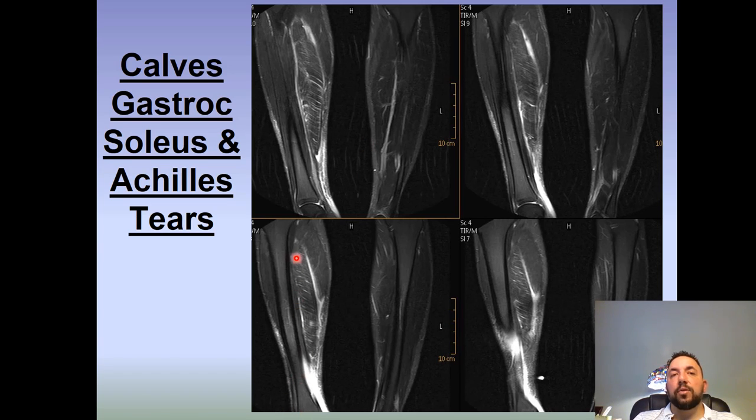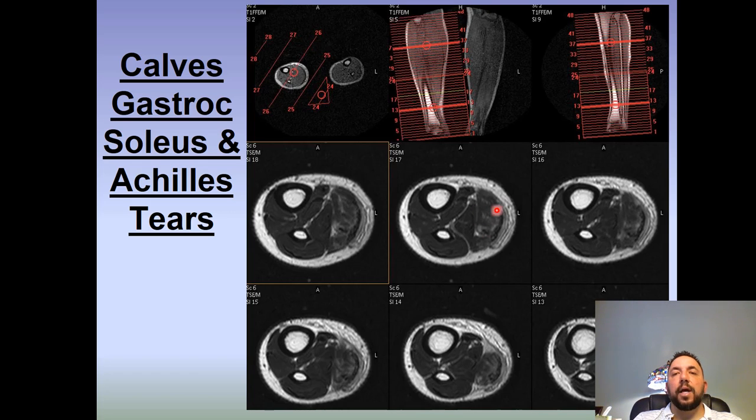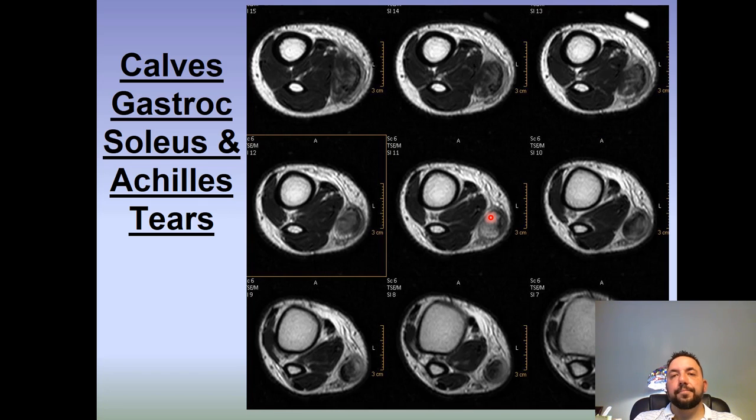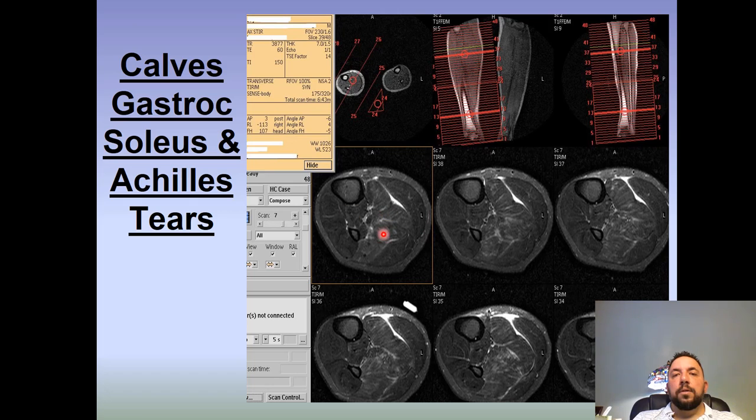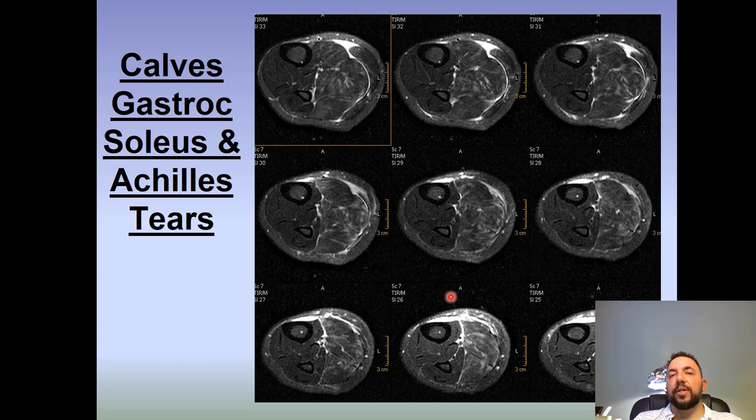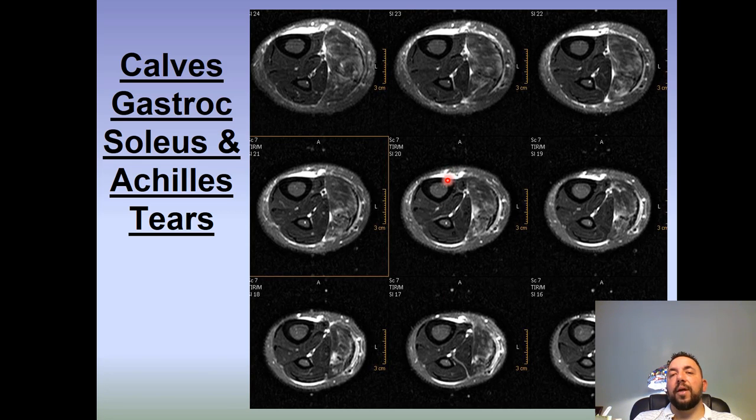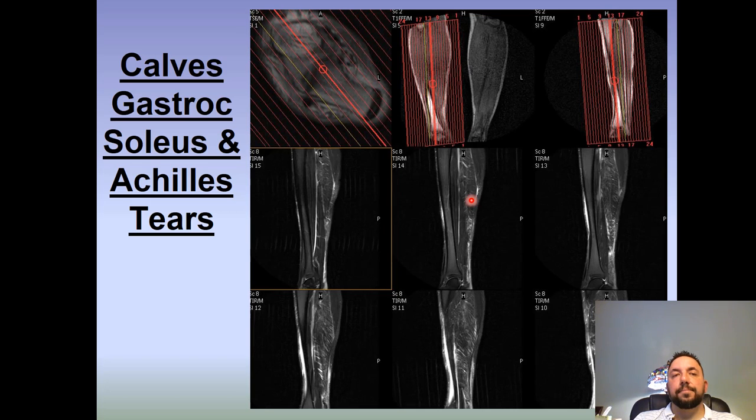When the gastroc and the soleus muscles are torn, you see a hyper intense signal intensity in the muscle, whereas normally on T2 fat cell or stir it's dark. So that hyper intense signal intensity indicates pathology. Axial stir, normally muscles really dark with fat, and you have that hyper intense signal intensity and the edema within that region, indicating that there's a tear, indicating that there's pathology within these structures.